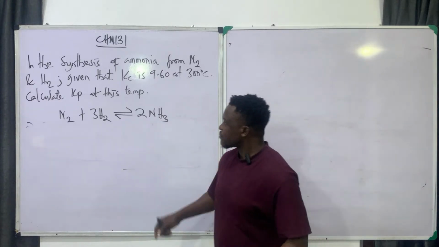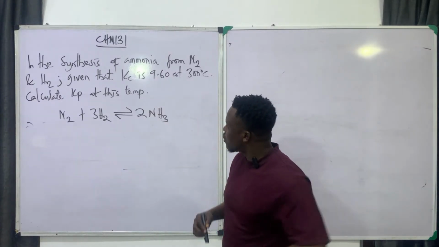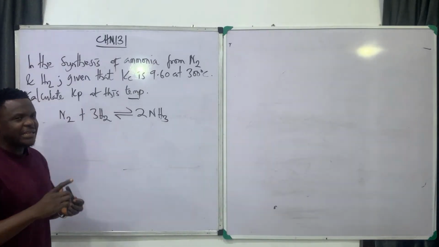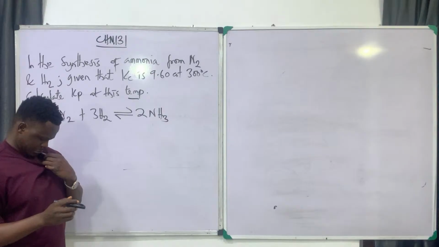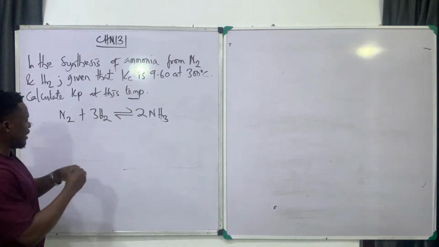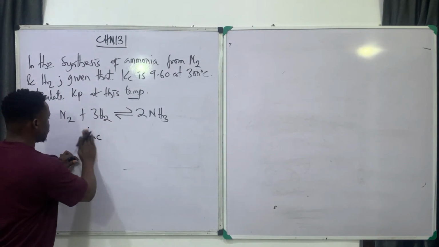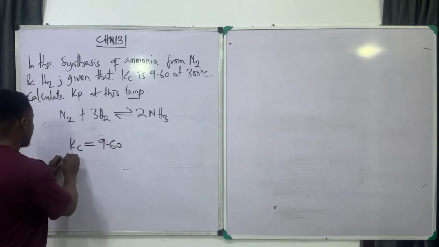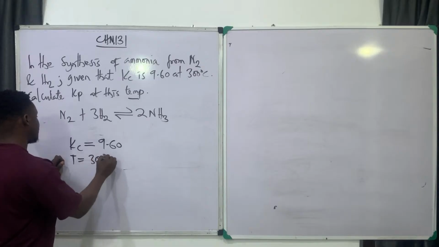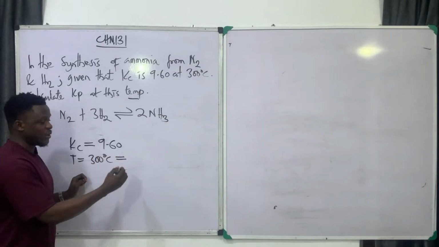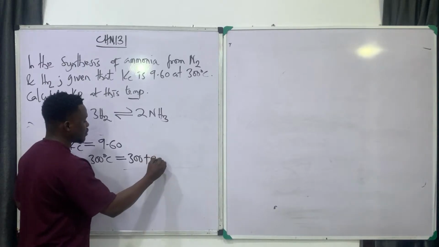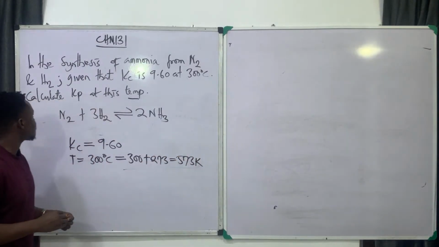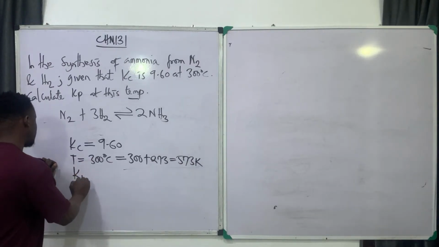Now, they are asking us to solve for Kp. Remember, there is a relationship between Kc and Kp, which means once I know the value of Kc, they said Kc for this reaction is 9.6. The temperature here is 300 degrees Celsius, which when you convert to Kelvin becomes 300 plus 273. That's 573 Kelvin. Now, we are asked to solve for Kp.